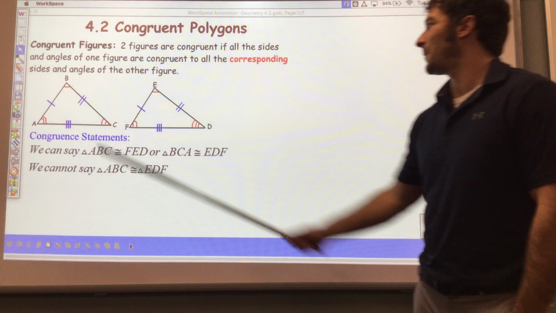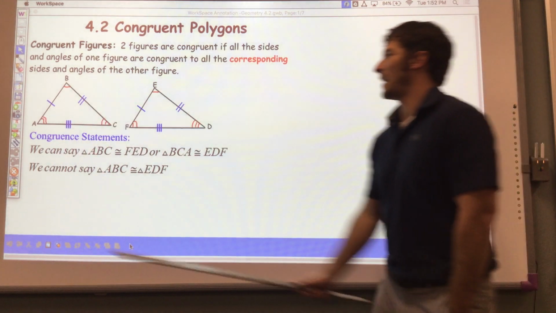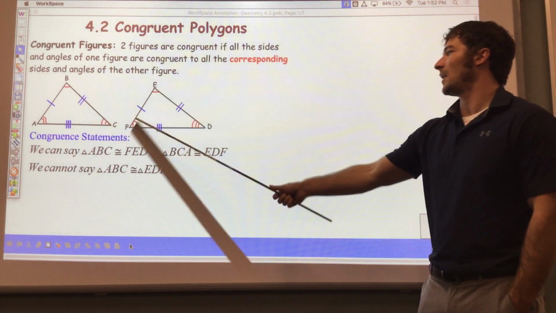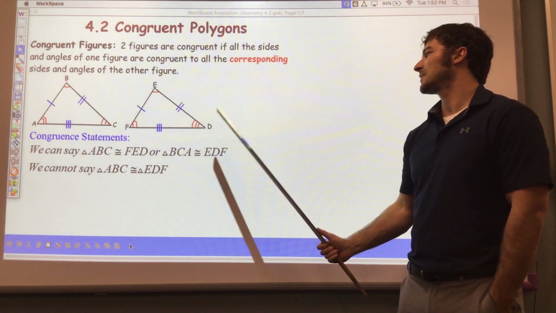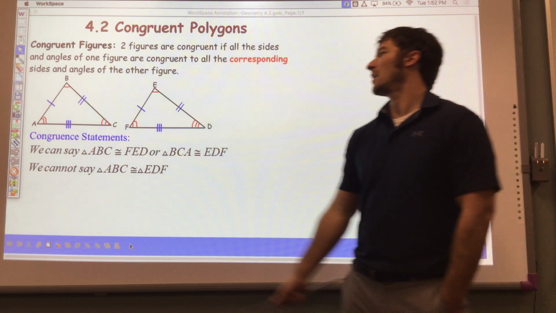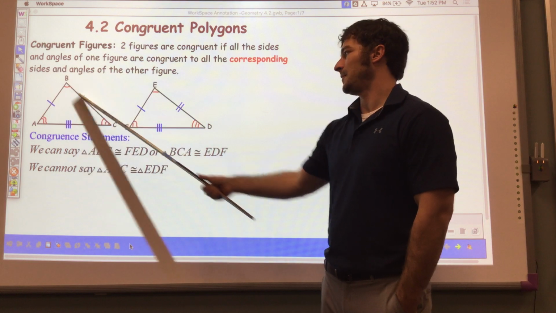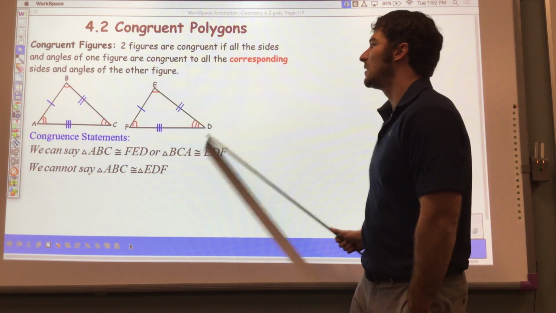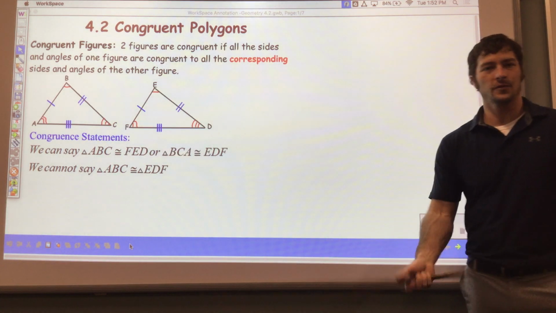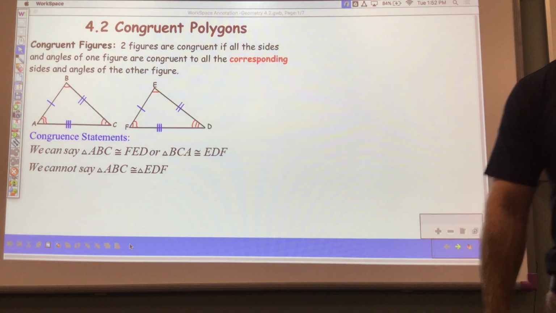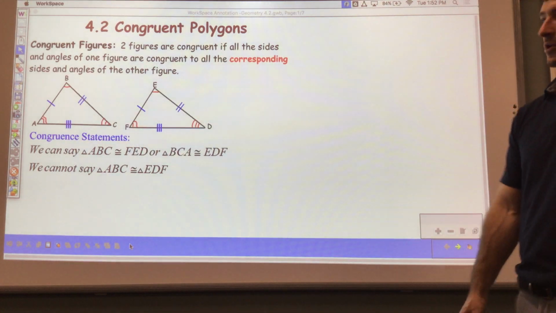So this would be an example of congruent triangles. We see that angle A is congruent to angle F, angle B is congruent to angle E, angle C is congruent to angle D, and then our segments, segment AB is congruent to segment FE, segment BC is congruent to segment ED, and segment AC is congruent to segment FD. All those parts are congruent, so we say we have congruent triangles. We'll spend a ton of time talking about congruent triangles.